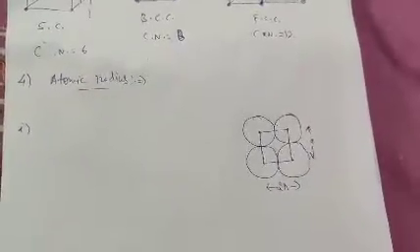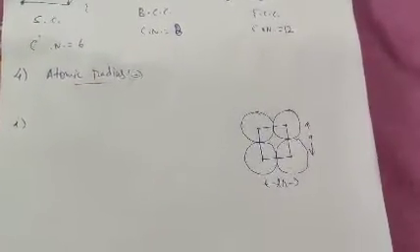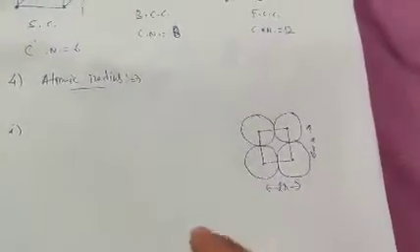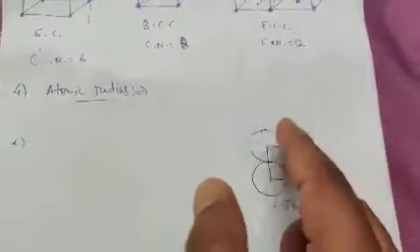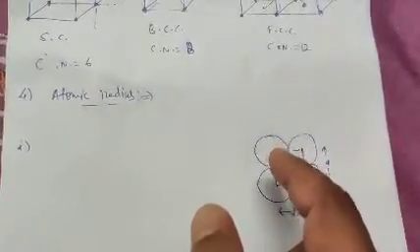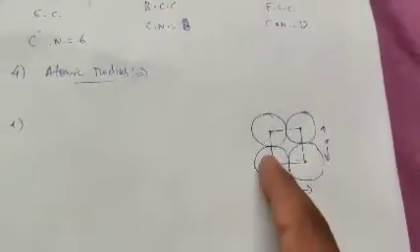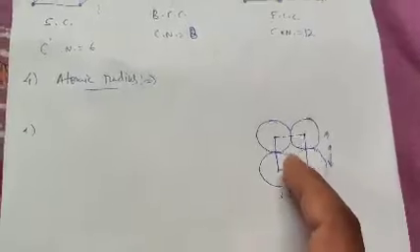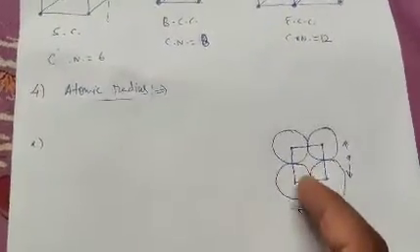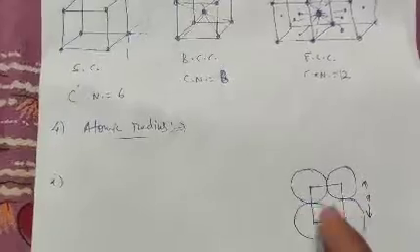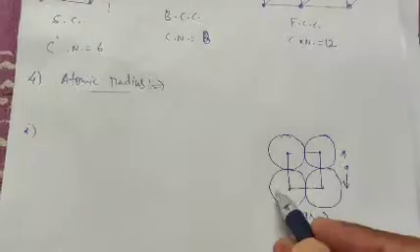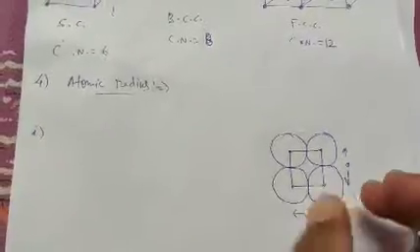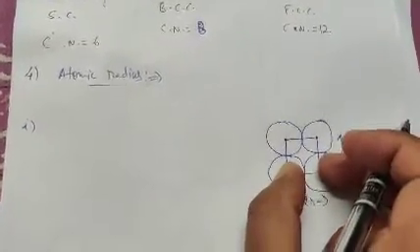Now the next property is atomic radius. If we consider the atoms are hard spheres, then let us consider that the hard sphere has the radius r. The atomic radius is defined as half the distance between the two nearest neighbor atoms. Let us consider this has r and this also has r. So the total distance between the nearest neighbor atoms will be 2r.